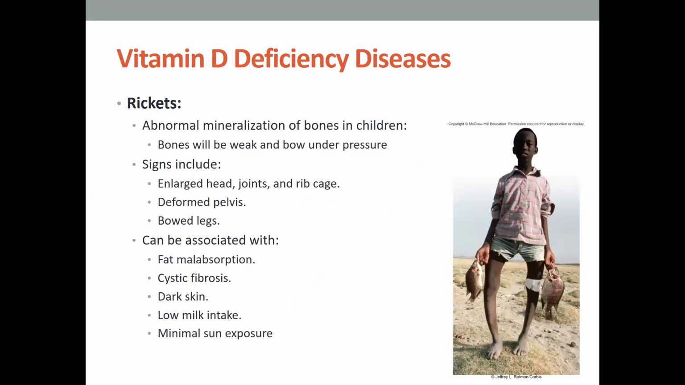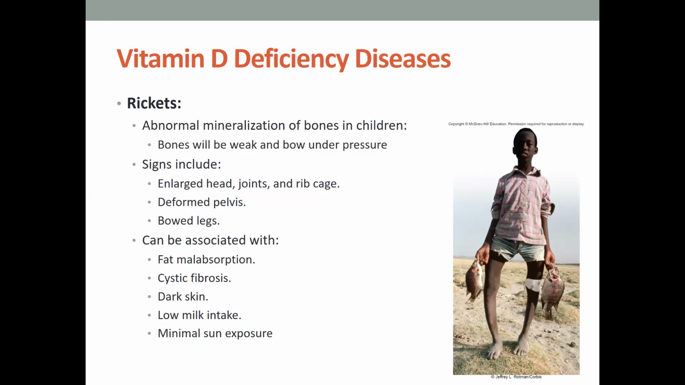So in terms of what happens when you have a deficiency, the common deficiency disease that we hear the most about is something called rickets. And you can very quickly tell if someone has rickets, as you can see from this picture. This happens when you have abnormal mineralization of bones in children. So the bones aren't strong and they'll actually become weak and bow under pressure. So you can see that his legs aren't straight; they're starting to bend because the bones are actually soft.